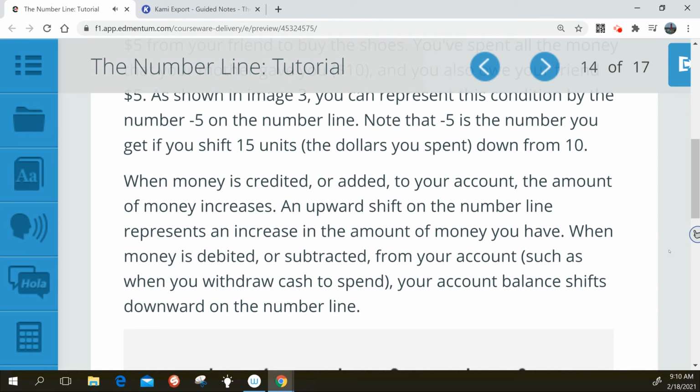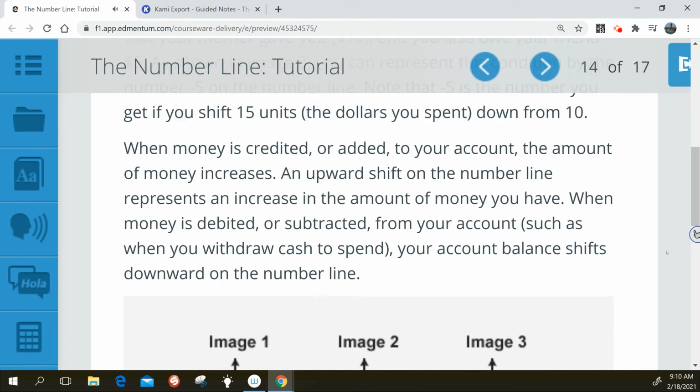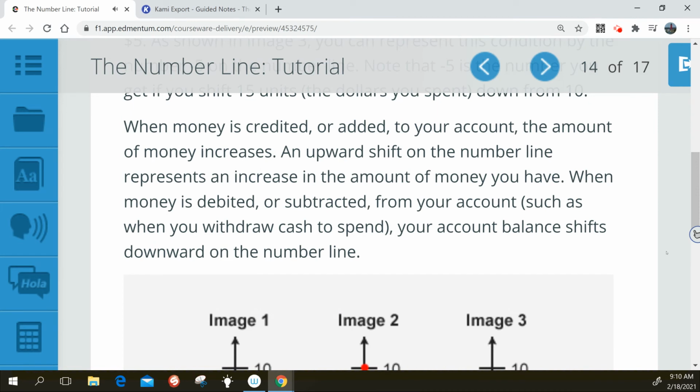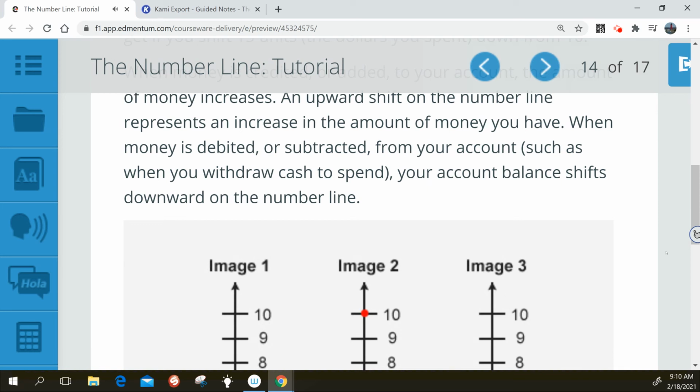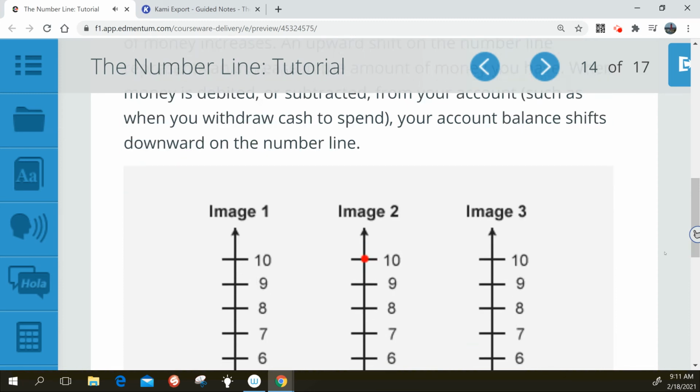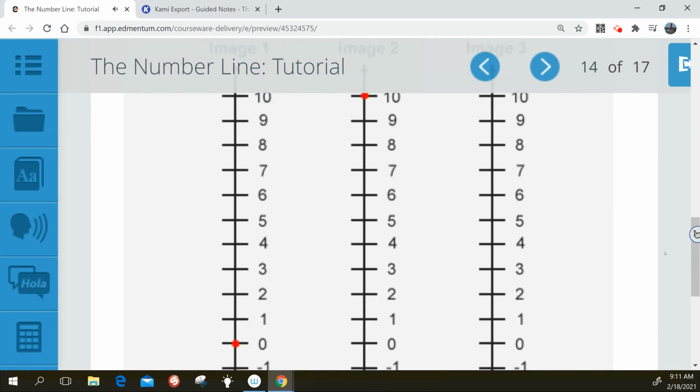When money is credited or added to your account, the amount of money increases. An upward shift on the number line represents an increase in the amount of money you have. When money is debited or subtracted from your account, such as when you withdraw cash to spend, your account balance shifts downward on the number line.